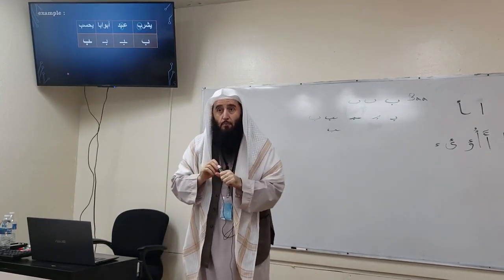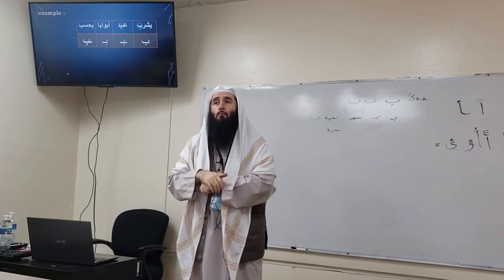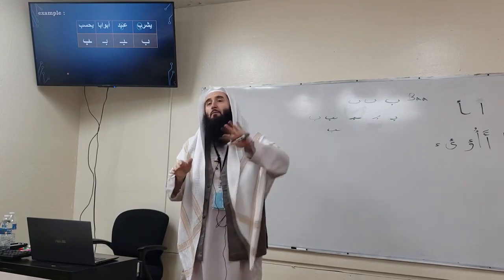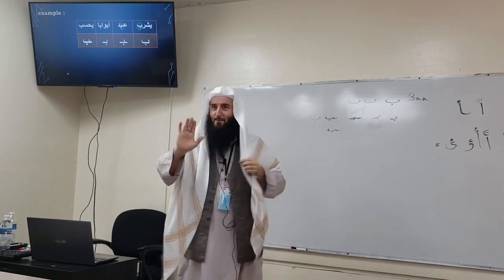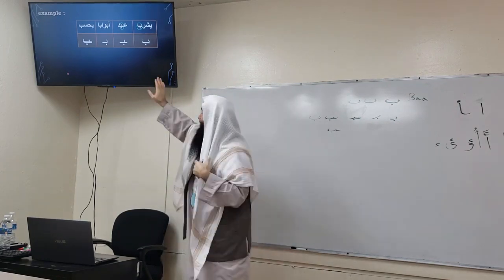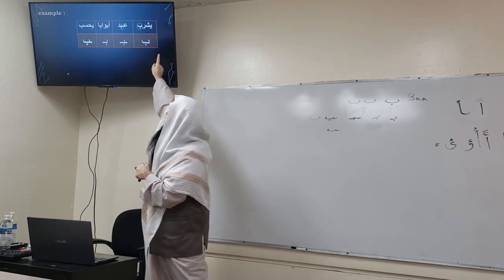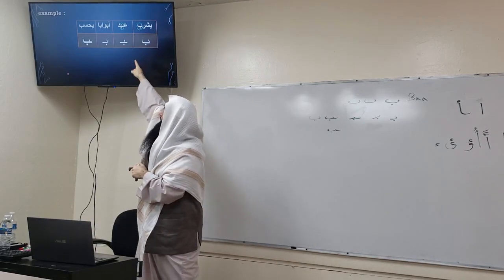Right. Okay, but what's the other letter you were saying? The jim. Jim, that's in the middle. Leave the jim aside. Okay, I'm trying to. Jim is bigger. Okay, but focus on the ba. Ba by itself, ba in the middle.